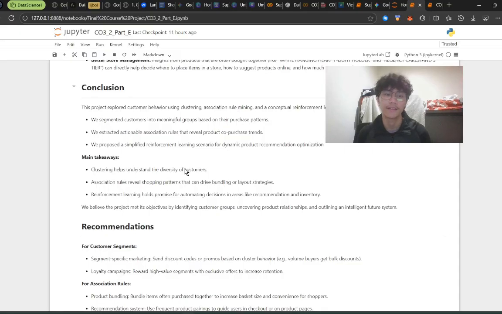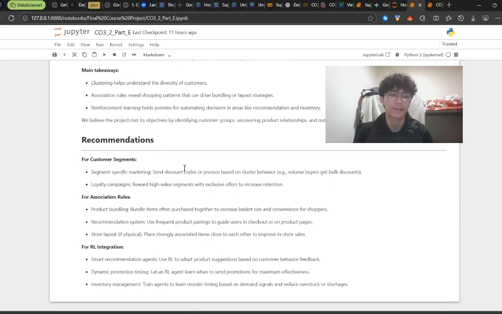Now, based on our findings, we offer the following recommendations. First, for customer segments, we recommend implementing segment-specific marketing, such as offering bulk discounts to volume buyers, and creating loyalty campaigns to retain your high-value customers. Then for association rules, we use the strong product pairings we found to create product bundles, improve the online recommendation system, and even optimize the layout of a physical store.